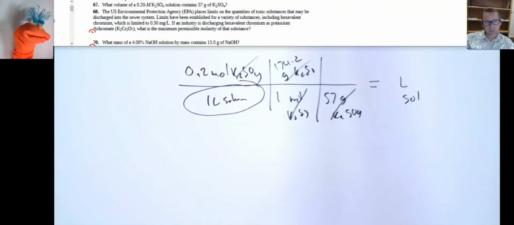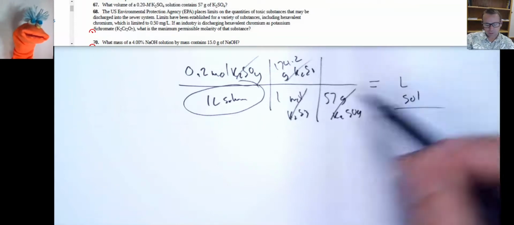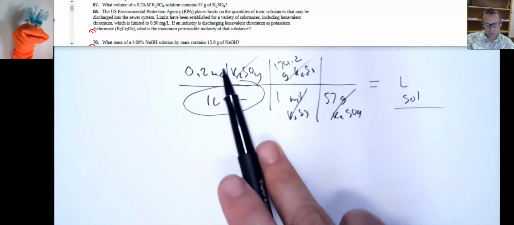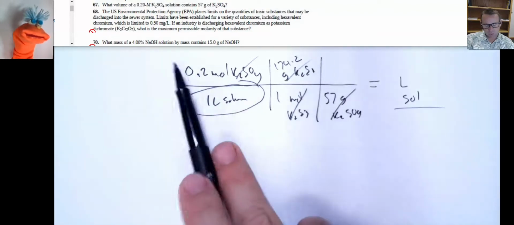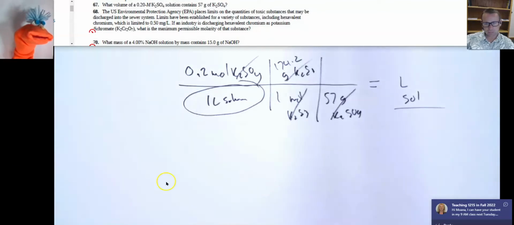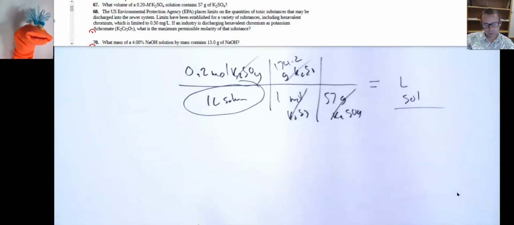Can you see that, Fred? Is that okay? No, it's not, because these liters of solution, that's it on top, right? So if I had started with the 0.2 moles per liter as opposed to the 57 grams up here, then I wouldn't be able to get it to work like this.